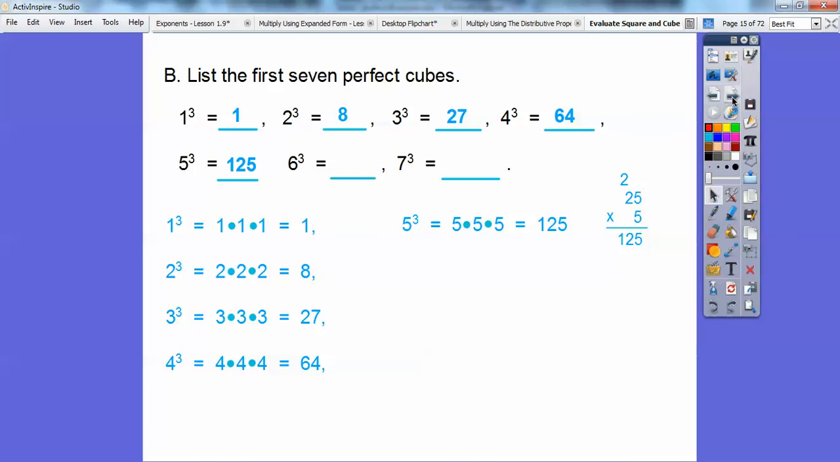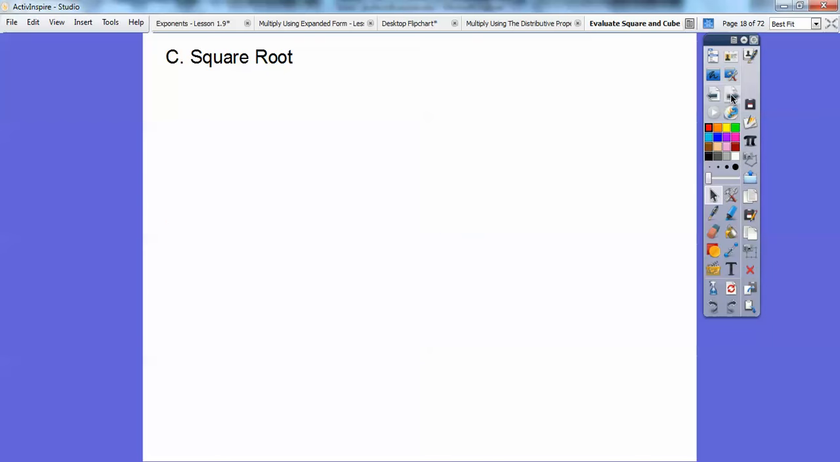6 times 6 times 6 is 216. That's 36, there's my 3, and 6 times 3 is 18, 19, 20, 21. So 216. 7 times 7 times 7 is 343. To be honest with you guys, I sometimes forget 216 and 343, but it just takes a little bit of quick multiplying, 49 times 7, to figure out which one that is. Especially after this lesson, you should get pretty good.